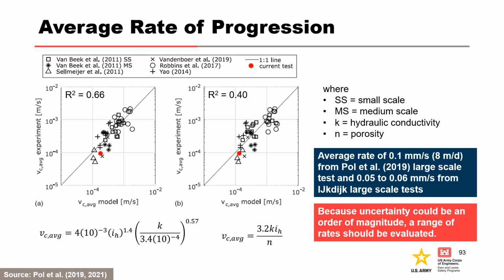An average rate of 0.1 millimeters per second, or 8 meters per day, was found in the large-scale test, which is the solid red dot in the figures, and is in good agreement with both empirical formulas, which yield 0.19 and 0.14 millimeters per second respectively. These rates are relatively close to the 0.05 to 0.06 millimeters per second obtained in the Eichdyke large-scale test on fine sand. The relatively slow progression observed in this experiment indicates the importance of the temporal aspects. If similar rates occur in the field, it takes approximately 1 week for a pipe to develop through a 50-meter seepage path length for a levee. Because uncertainty could be an order of magnitude, a range of rates should be evaluated.